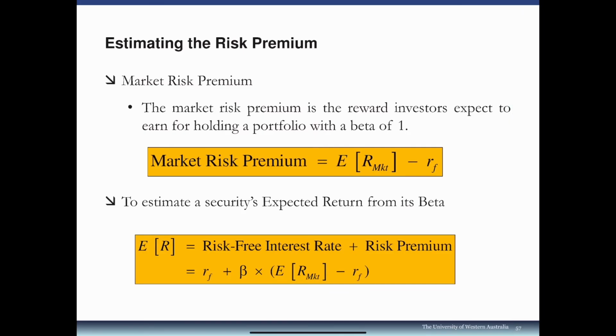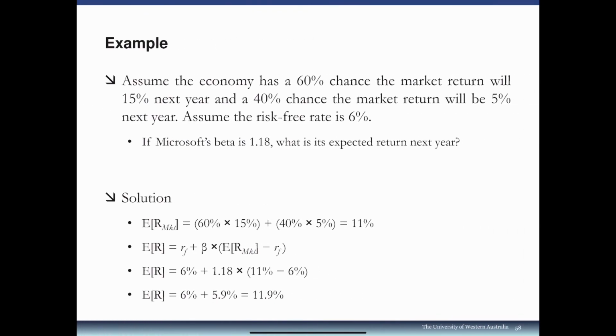And the rest is just to say, okay, how am I going to apply this formula? And applying this formula is very straightforward. So let's just say here, assuming the economy has a 60% chance the market return will be 15% next year, 40% chance the market return will be 5% next year, assuming the risk-free interest rate is 6%, and if Microsoft's beta is 1.18, what is the expected return next year?